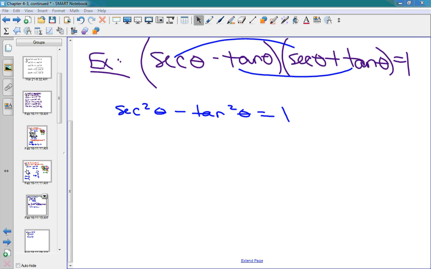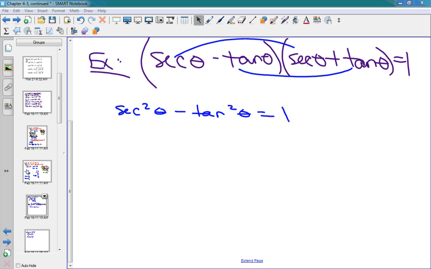Now that we've FOILed, and I've done inner and outer, notice they cancel. We talked about using the trig identity. The 3 trig identities are sine squared plus cosine squared equals 1, 1 plus tangent squared equals secant squared, and 1 plus cotangent squared is equal to cosecant squared. You said to use the middle identity. What am I going to put in for what?